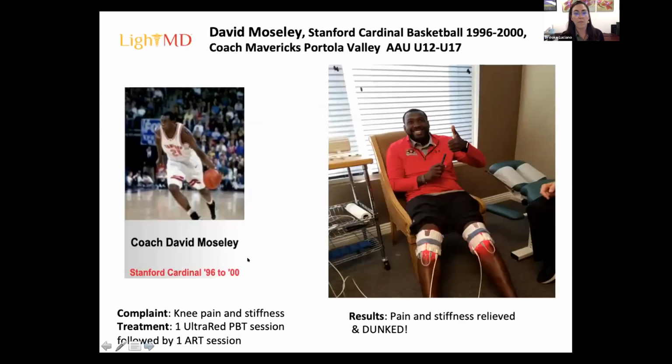This is a former Stanford Cardinal basketball player. I actually facilitated this treatment with Dr. Leahy, and I had treated this gentleman 2 years prior to this picture of him doing a session. The last time I treated him, 2 years before that, was the first time he had dunked in 5 years because of previous knee injuries and stiffness.